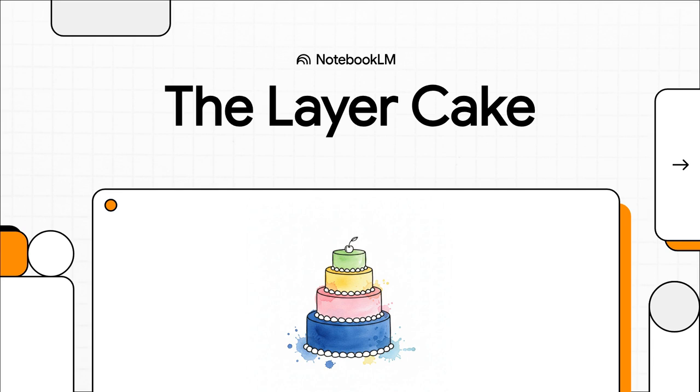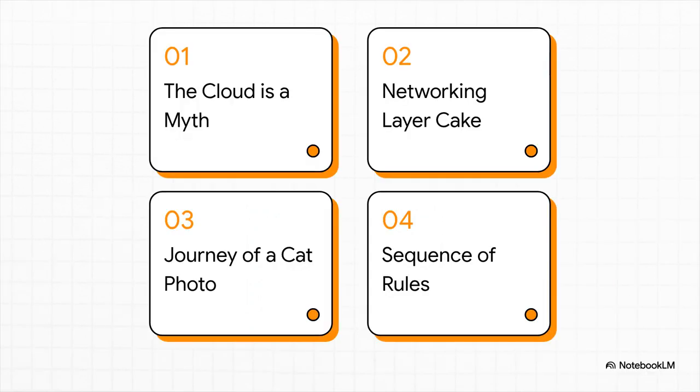You see, the internet isn't magic at all. It's a meticulously designed architecture, and understanding it absolutely changes how you look at every single interaction you have online. Here is how we're going to break this all down. Number 1, the cloud is a myth. Number 2, the networking layer cake. Number 3, journey of a cat photo. And finally, number 4, a precise sequence of rules.